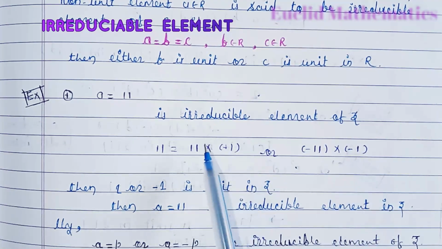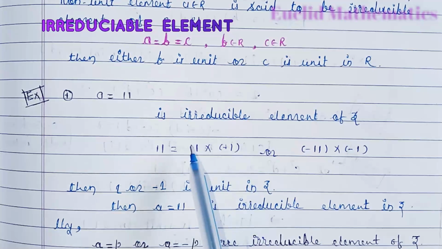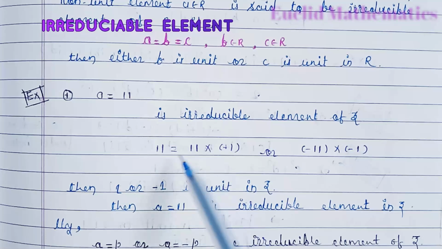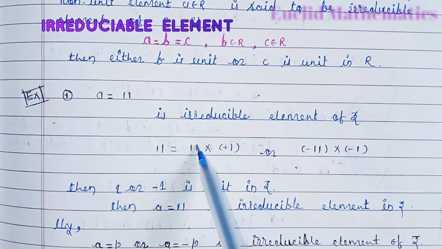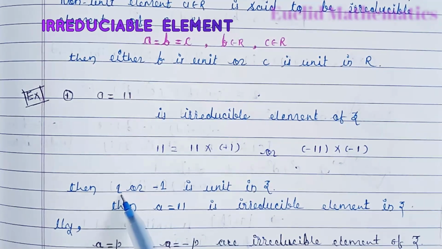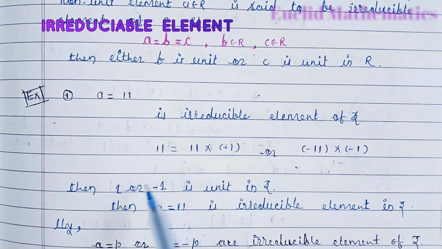Okay, so I got the two elements B and C, where B into C is equal to 11. Their product comes to 11, but we can see here that 1 and minus 1 are units in Z. How are they units in Z? 1 has a multiplicative inverse, which is also 1, which belongs to Z. And minus 1 has a multiplicative inverse, minus 1, which is also in Z.